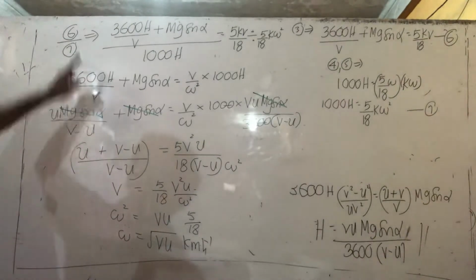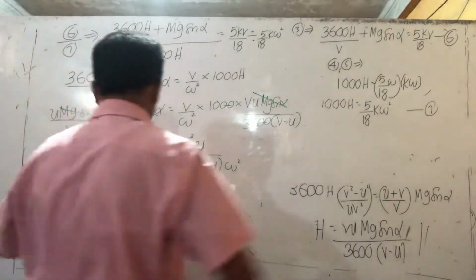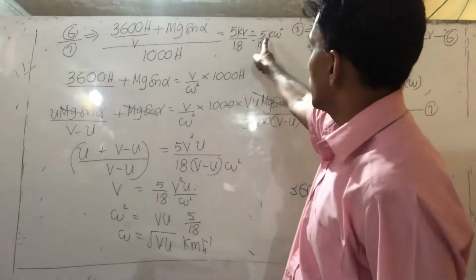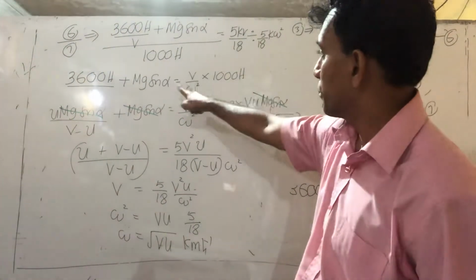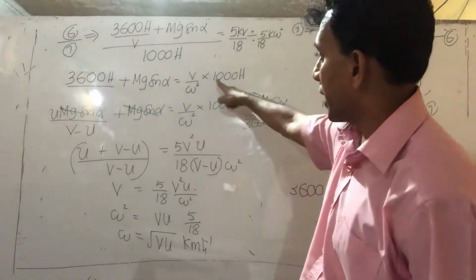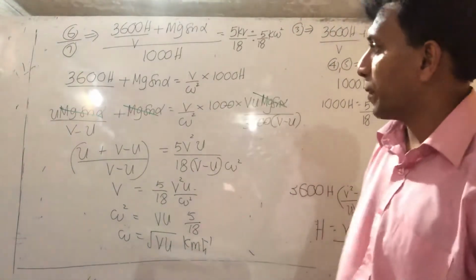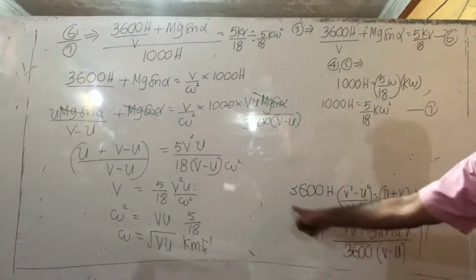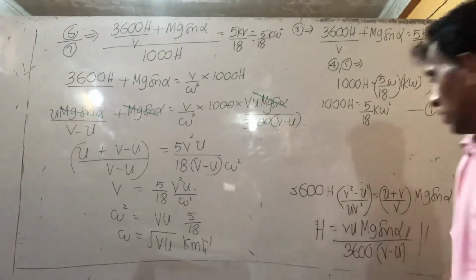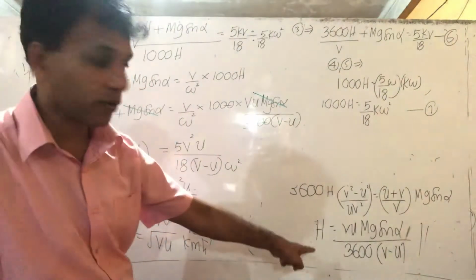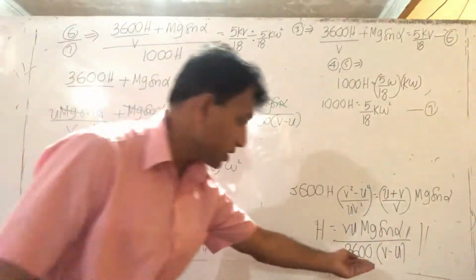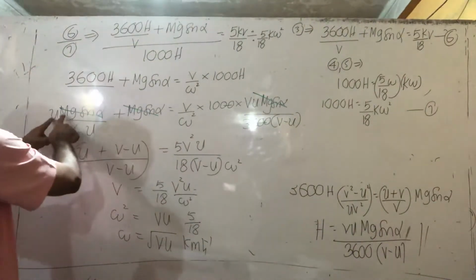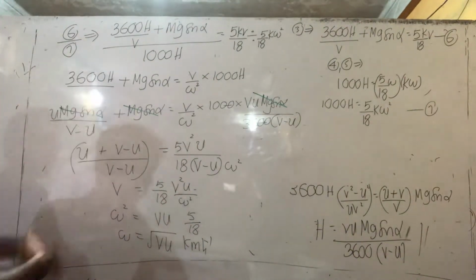Now, 6 divided by 7, as I mentioned earlier, here I showed this symbol, therefore 18, 5, everything cancels, this comes. Now I apply the capital H value, or otherwise 3600 H over V. You know the power already. So what is 3600 H over V? This part, U mg sin alpha over V minus U.